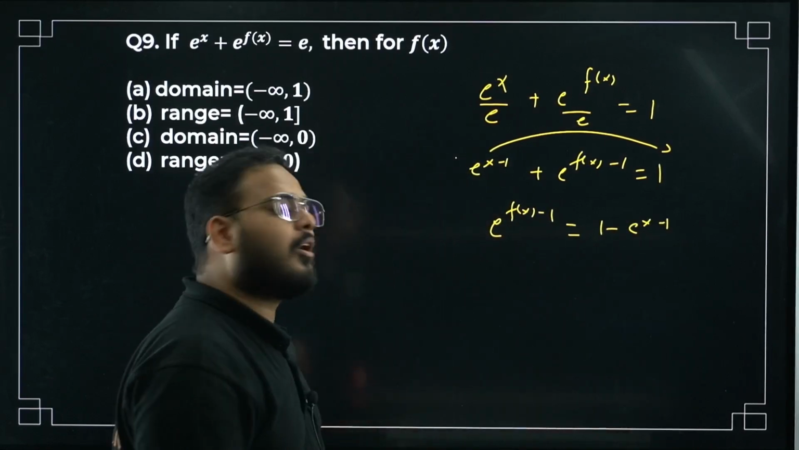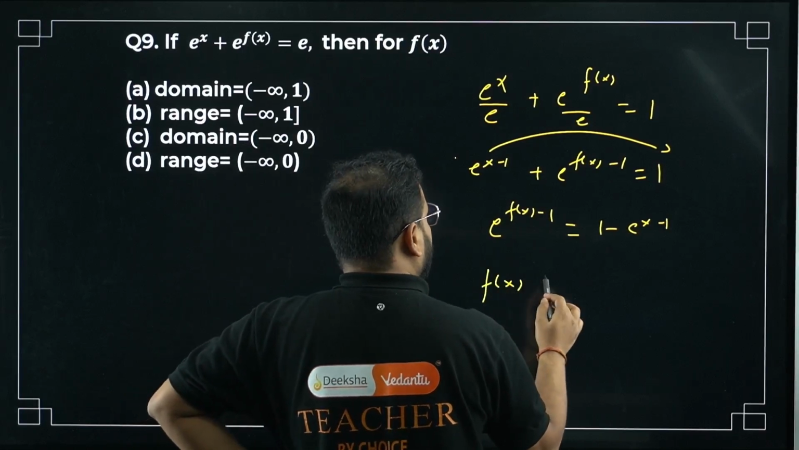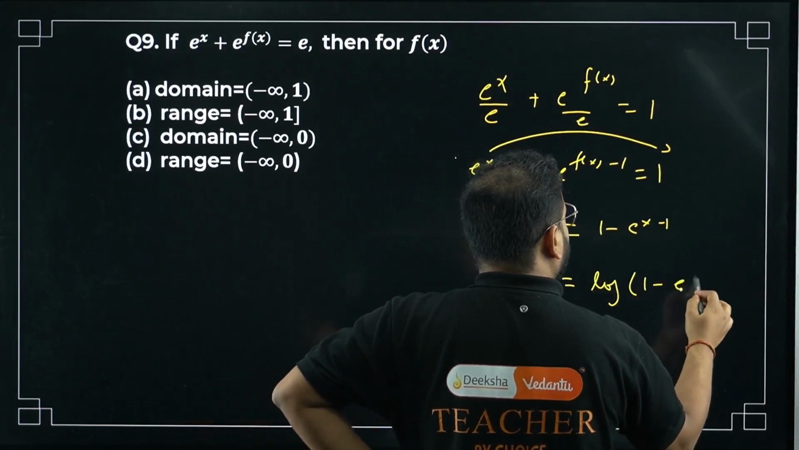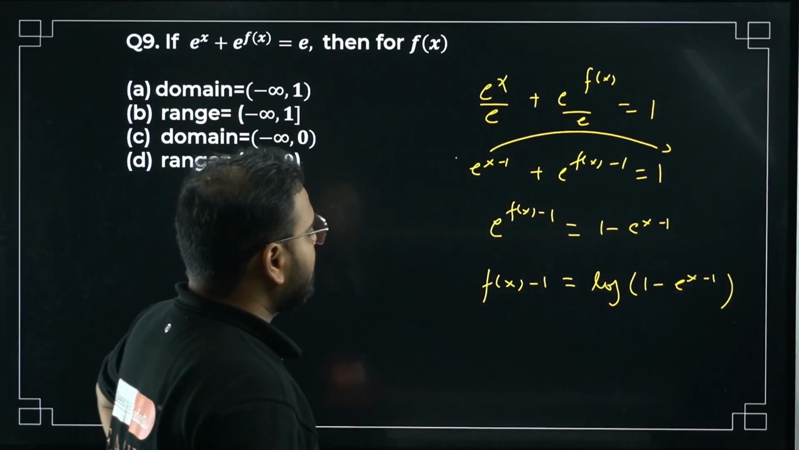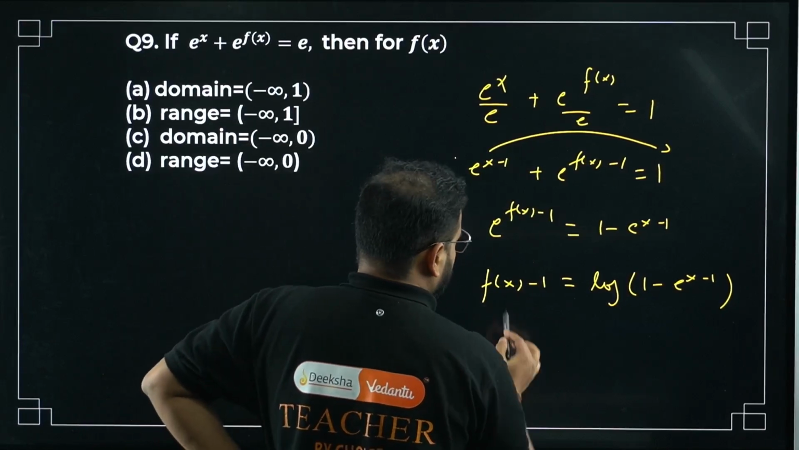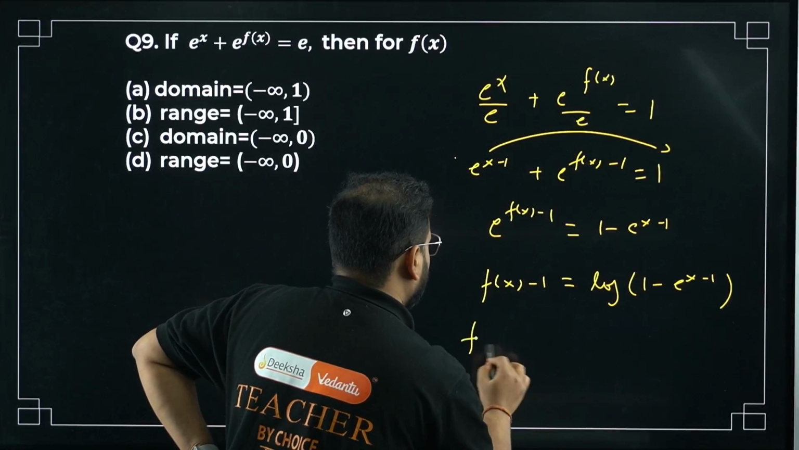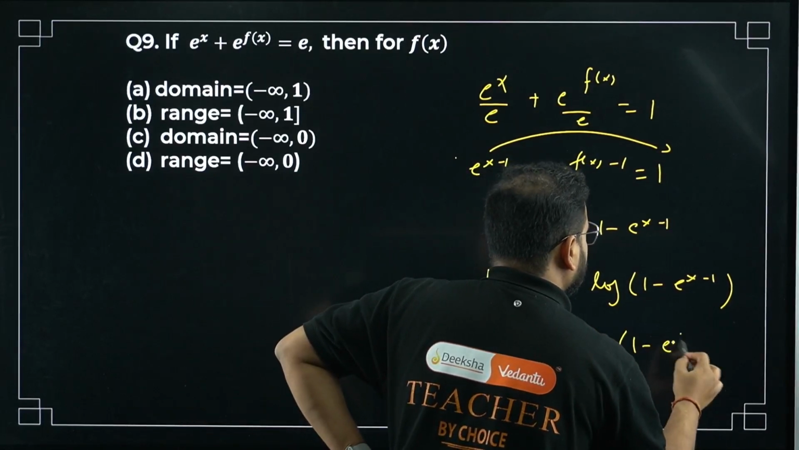Get rid of e, bacha. How do you do that? Applying log. So f(x) minus 1 equals log of 1 minus e^(x-1), right? Okay. So this will become e^f(x)... basically f(x) equals 1 plus log of 1 minus e^(x-1).